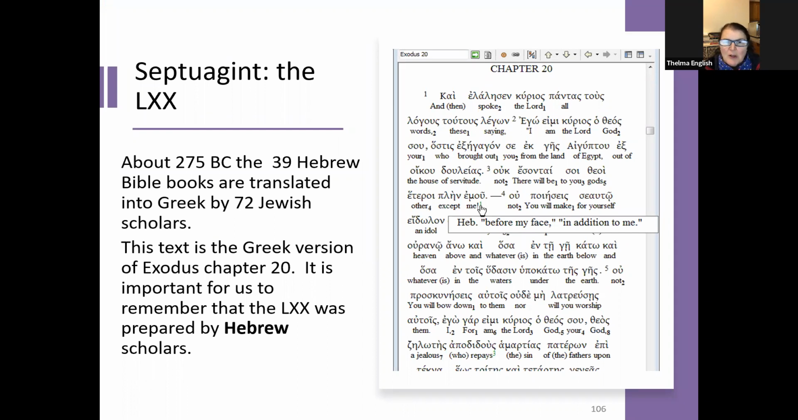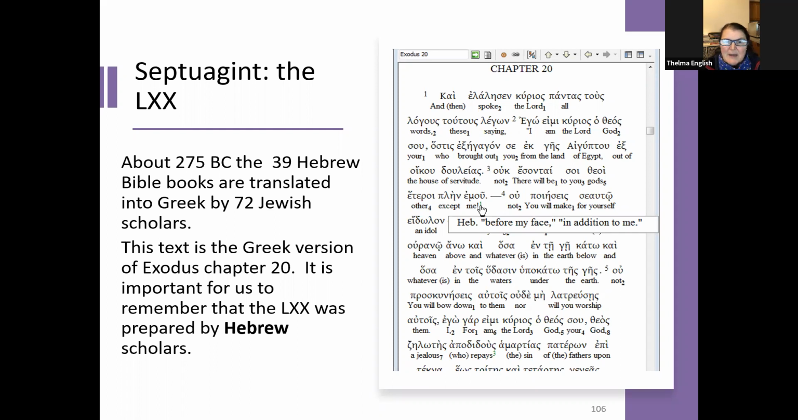Now the Septuagint, or called the LXX, which is 70, about 275 BC, nobody has a specific date, the 39 Hebrew Bible books are translated into Greek by 72 Jewish scholars. Now this is really cool. If you take New Testament survey, or if you take Old Testament survey from me, you'll learn the reasons this is so cool and how important it is that it was Jewish scholars who translated all of this, so that later, after Jesus was born in another 270 years, they will not be able to say, well, Christians changed the Septuagint and did this, because it was Hebrew scholars who translated the Septuagint. This text is the Greek version of Exodus chapter 20.